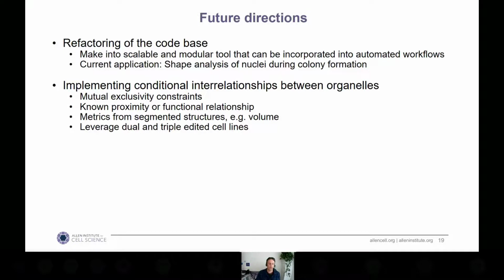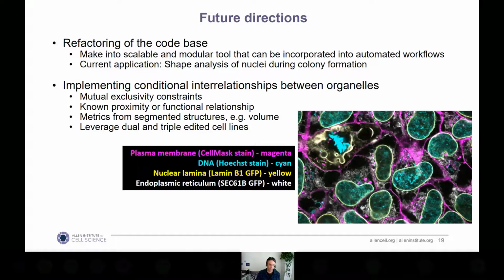Besides having single tagged cell lines, we also have dual tagged cell lines. Here we see in yellow the nuclear lamina, and around that in white the ER. Can we use the dual and triple edited cell lines, either as part of the training or as part of the validation? And finally, we want to study the generalizability of these models.